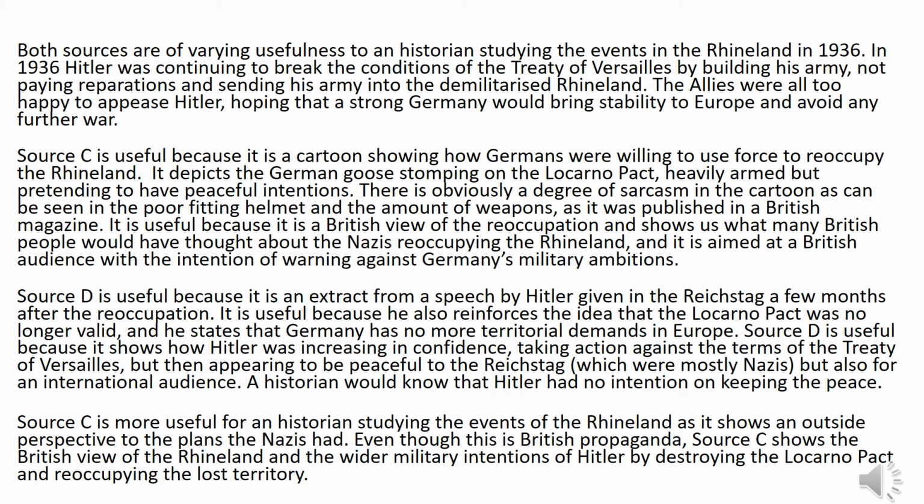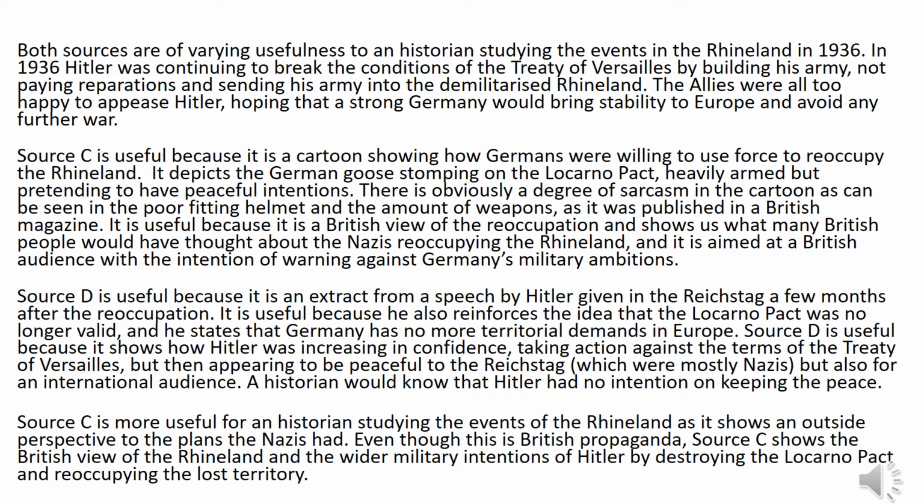Source D is useful because it shows how Hitler was increasing in confidence, taking action against the terms of the Treaty of Versailles, but then appearing to be peaceful to the Reichstag, which were mostly Nazis, but also for an international audience. A historian would know that Hitler had no intention of keeping the peace.